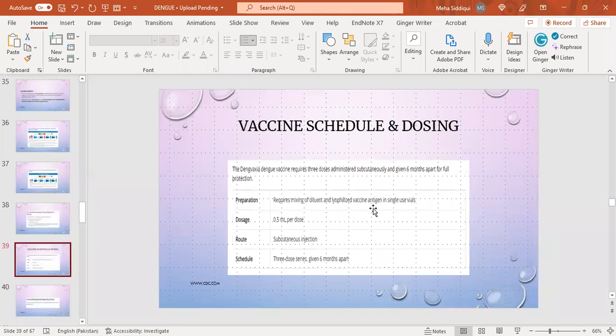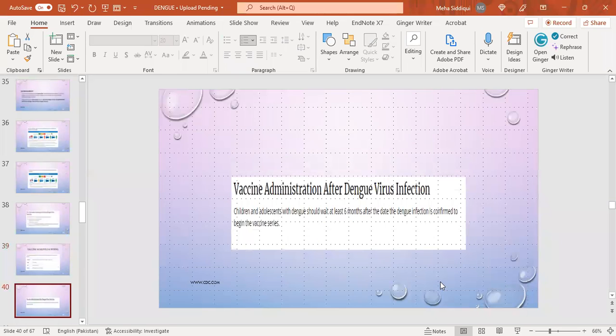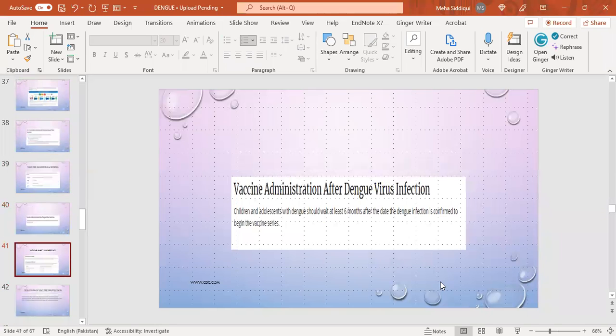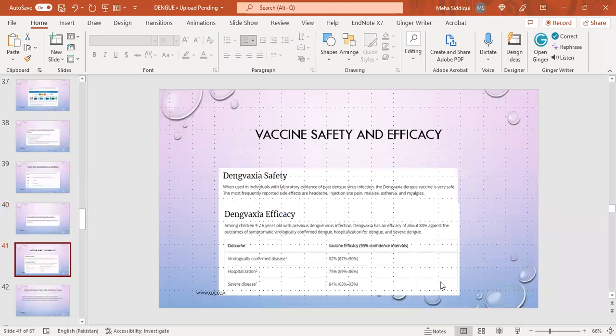Vaccine schedule and dosing. The dengue vaccine requires 3 doses administered subcutaneously and given 6 months apart for full protection. And it is given through the subcutaneous route. Vaccine administration after dengue virus infection. Children and adolescents with dengue should wait at least 6 months after the date the dengue infection is confirmed to begin the vaccine series.